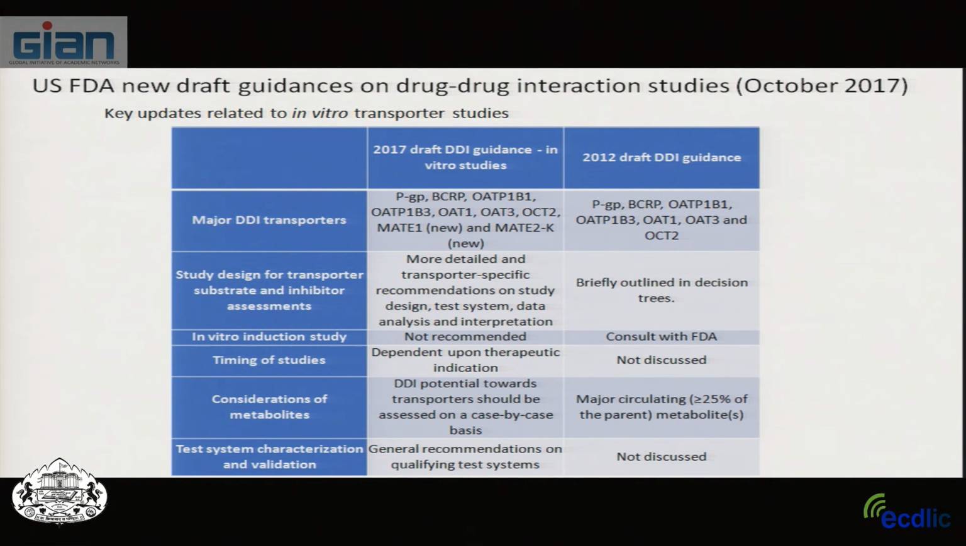Considerations of metabolites: drug-drug interaction potentials toward transporters should be assessed on a case-by-case basis only. It's not that every entity has to be tested. And this was the earlier criterion, that major circulating metabolites should be more than 25% of the parent. Test system characterization and validation: general recommendations on qualifying test systems are not discussed. So mostly in vitro systems are now well accepted, and the FDA will allow you to use those. If you end up working in the industry sometime, you'll have to go through these things.